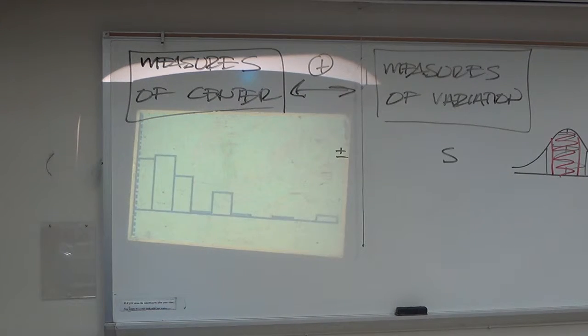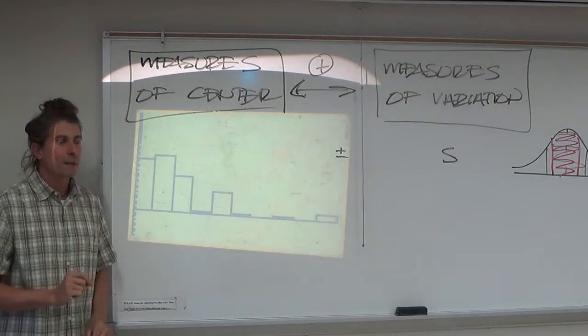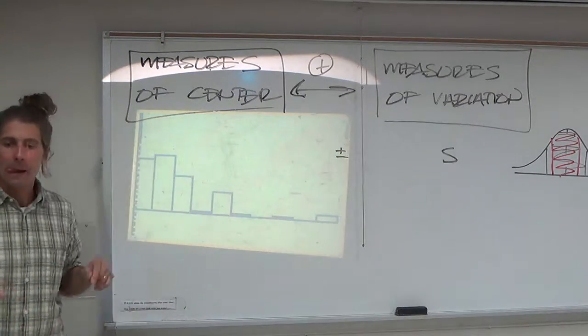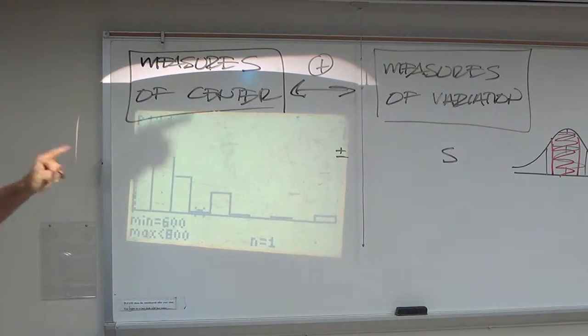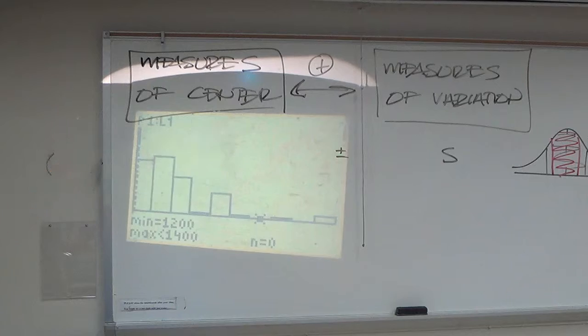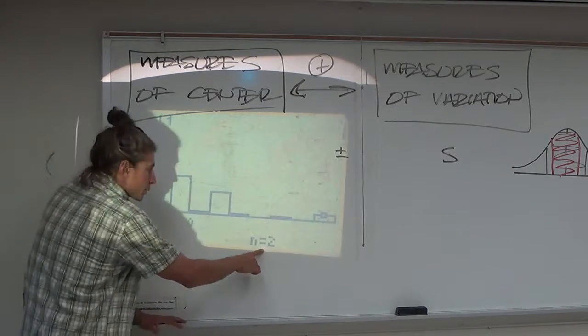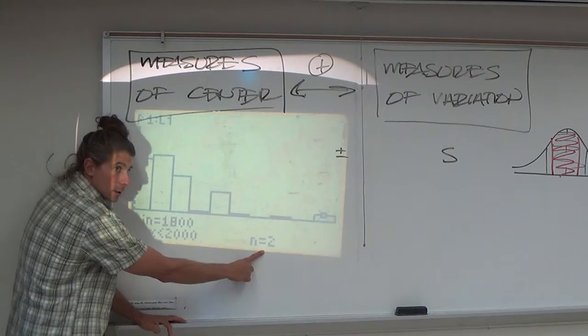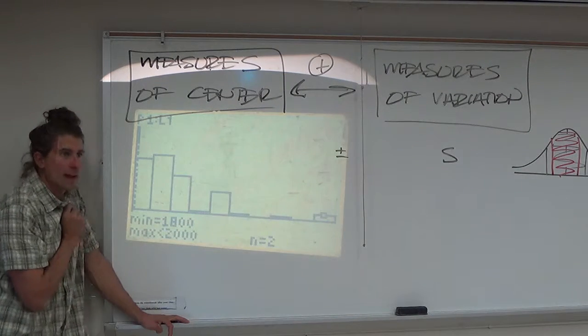But I do want to say one thing, and this is something we have to learn right now about our TIs. This graph is almost right. It's not quite right. And here's why. If we have this window or the other one, press the trace button and scooch all the way to the last bar in the graph. Notice what it tells you. It says 2 of my friends have at least 1,800 friends, but less than 2,000 friends.